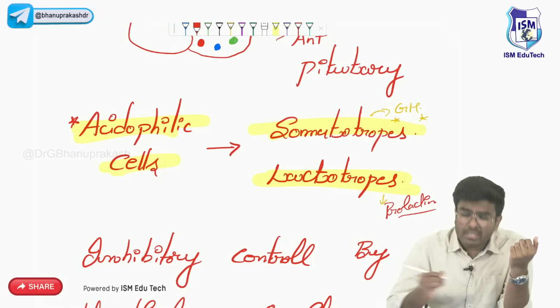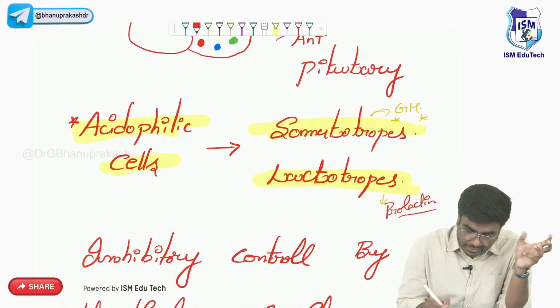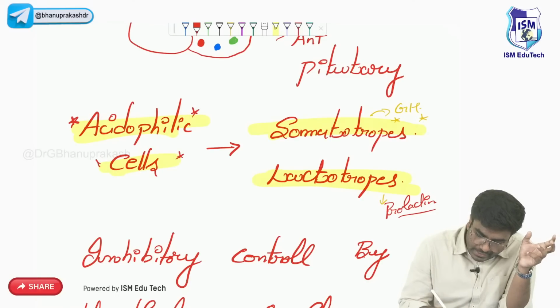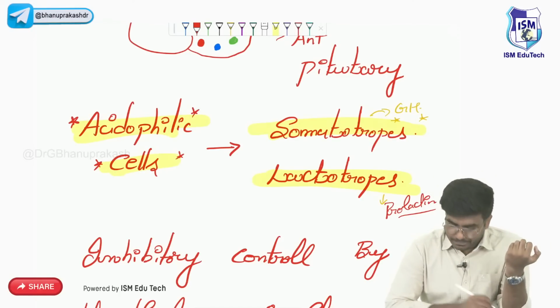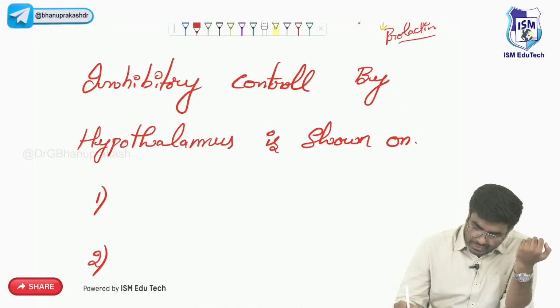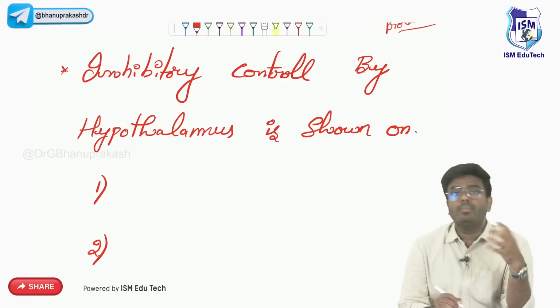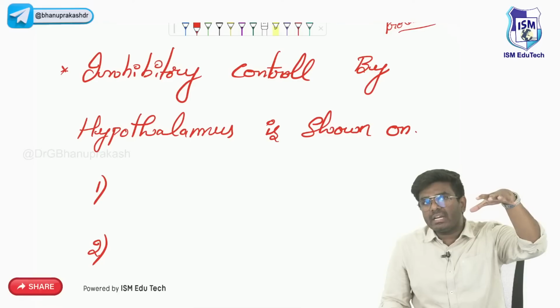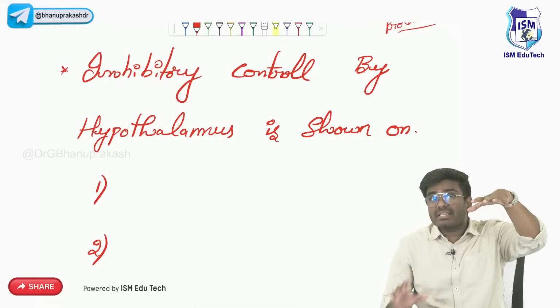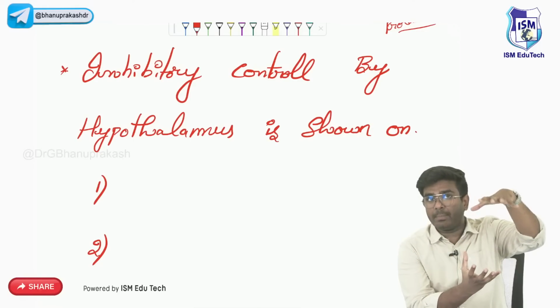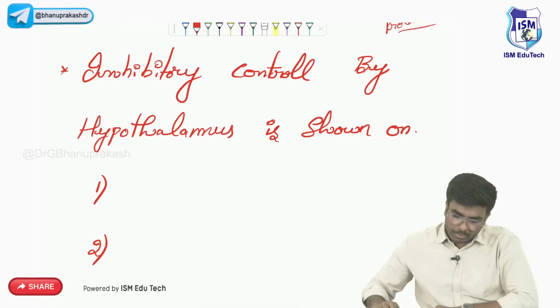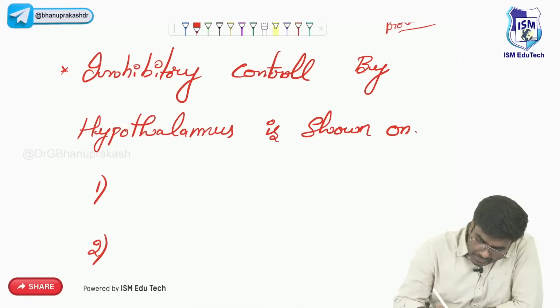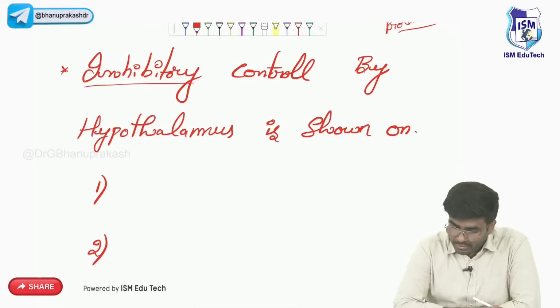So these two cells of the anterior pituitary are acidophilic cells. They take eosinophilic stain. Now, inhibitory control by the hypothalamus. We all know on the top there is the hypothalamus. Hypothalamus is the master regulator for the endocrine system. So hypothalamus controls the pituitary gland. It shows inhibitory control on which of the following hormones?